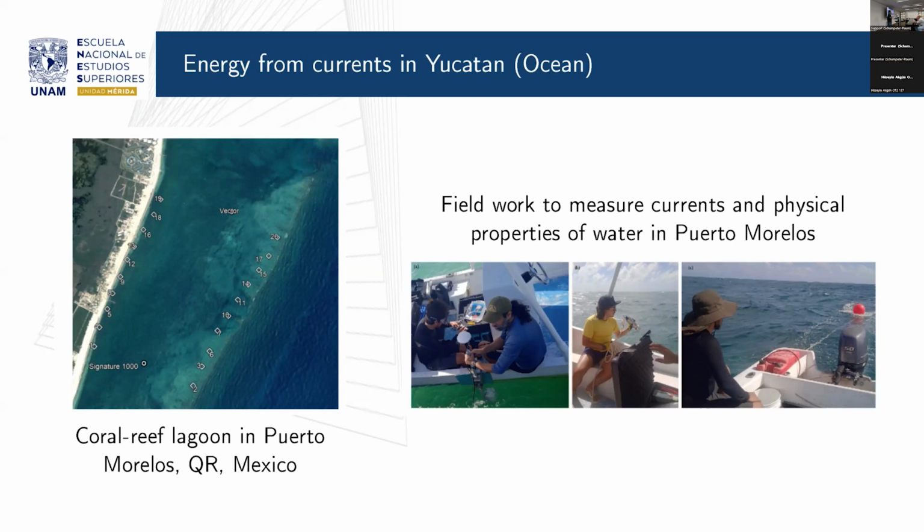The outcome of this research is that there are a lot of currents that are not so intense in the Yucatan Peninsula. So the typical devices to harvest energy there would not be very beneficial. So we want to design and develop some current-oriented devices for low-speed currents.